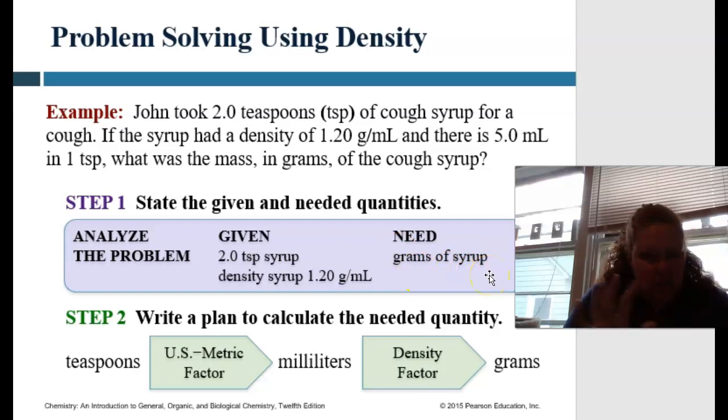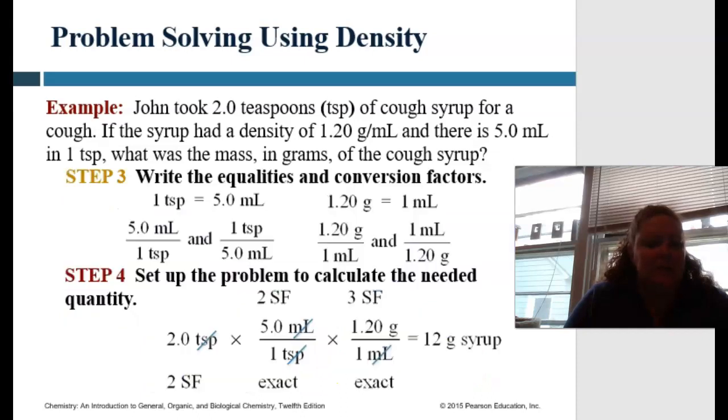So, okay, let's write this out as a plan. We have teaspoons and we need to turn that into milliliters, and then we have to take the milliliters and turn that into grams. All right, not so bad. So what are we going to do? 1 teaspoon equals 5 milliliters. Okay, 1.2 grams equals 1 milliliter. Okay, not so bad. All right, so let's set these up.